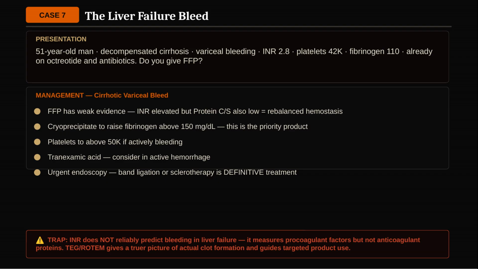Better strategy: give cryoprecipitate to raise fibrinogen above 150. Transfuse platelets to above 50 if actively bleeding. Consider tranexamic acid and proceed urgently to endoscopy. Band ligation or sclerotherapy is the definitive treatment. Thromboelastography is more informative than INR in this patient.